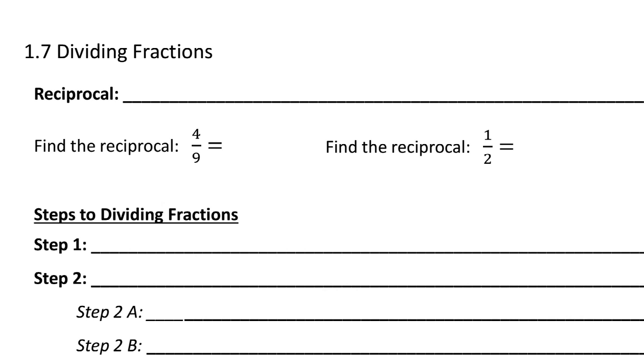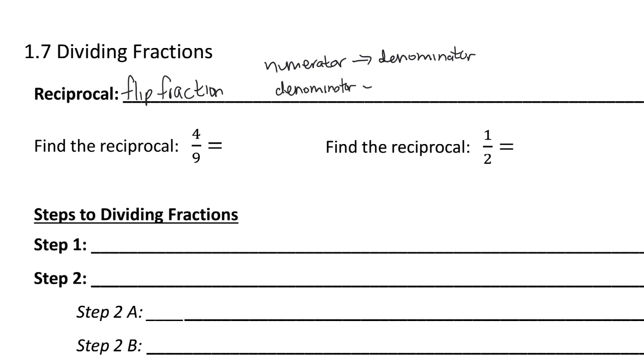All right, so we're going to start off talking about what a reciprocal is. A reciprocal is just when you flip the fraction over. What that means is that your numerator really turns into your denominator, and your denominator turns into your numerator. Okay, so you're flipping it around.